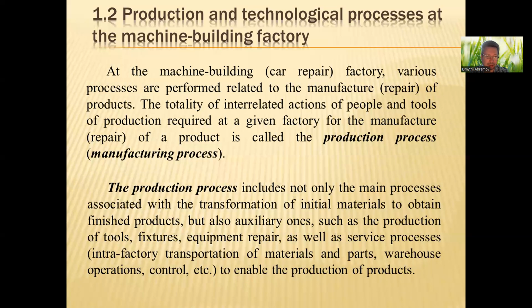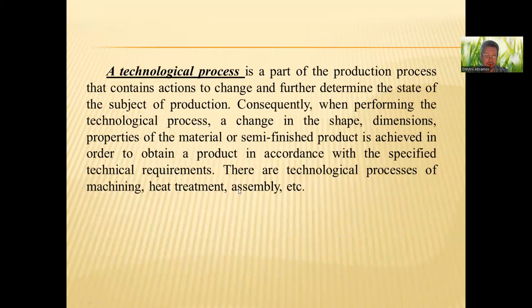It was the production process. The next type of process is a technological process. And a technological process is a part of the production process. The difference between a technological process and a production process is that the technological process is a part of the production process that contains actions to change and further determine the state of the subject of production.